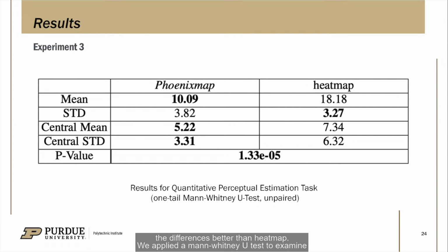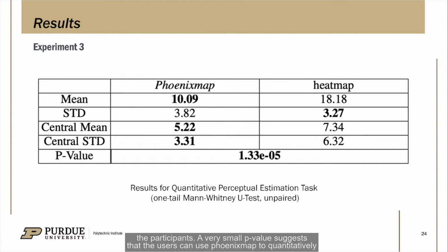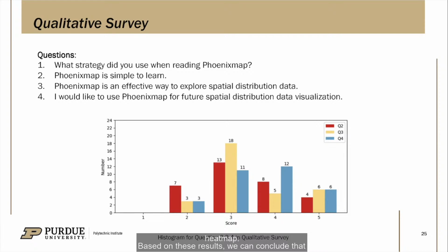We applied a Mann-Whitney U-test to examine the results in Experiment 3. There are 1,088 data entities in total collected from all the participants. A very small p-value suggests that the users can use Phoenix map to quantitatively estimate the densities within the distributions more effectively and accurately than using heat map. We also conducted a qualitative survey after the 3 experiments. Based on these results, we can conclude that the Phoenix map presents at least equally well as the heat map when visualizing spatial data with respect to distribution and range.